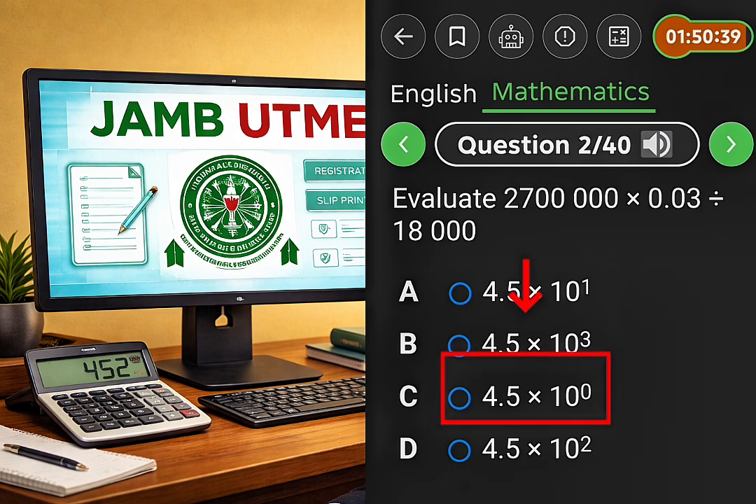You have 4.5 times 10 to the power 1, 4.5 times 10 to the power 3, 4.5 times 10 to the power 0. You knew the other time I said take it to standard form. So C is the answer. You just press this option.